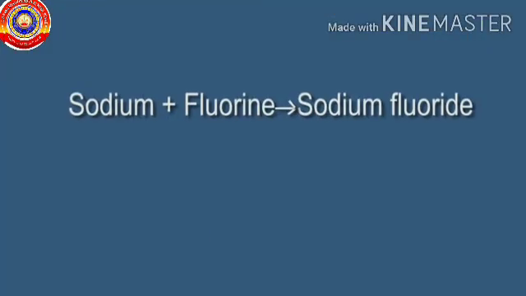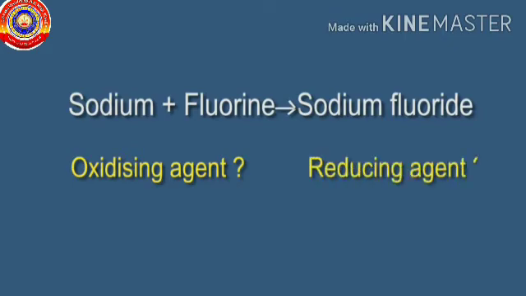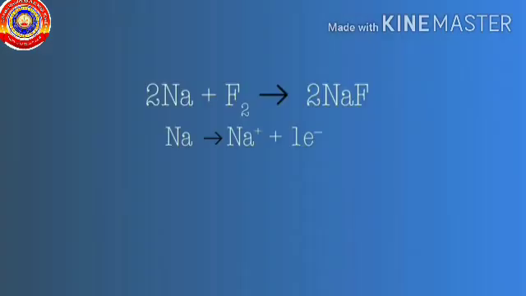Consider another example, the chemical reaction of sodium with fluorine to form sodium fluoride. Let's find out the oxidizing agent and reducing agent in this equation. 2Na plus F2 gives 2NaF. Na gives Na+ plus 1 electron. Sodium loses 1 electron and becomes the sodium ion. F plus 1 electron gives F minus. Fluorine gains 1 electron to form the fluoride ion.